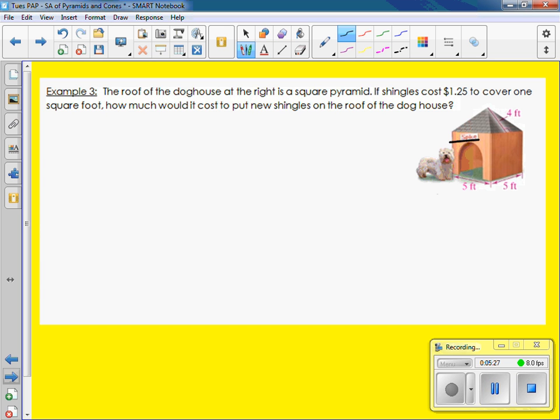Okay, so we don't care about this part of the doghouse. Basically, all we care about is this. So I've got my formula. I'm not going to be putting shingles on the base of that pyramid. I'm just going to be putting it on the lateral area. So I'm going to use 1/2 perimeter times slant height.